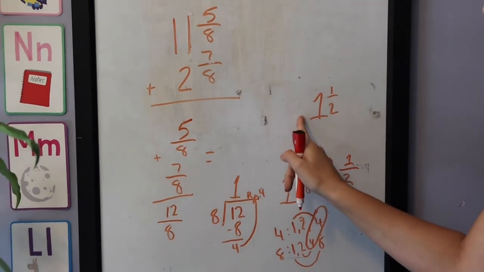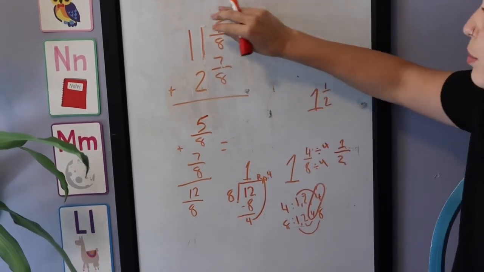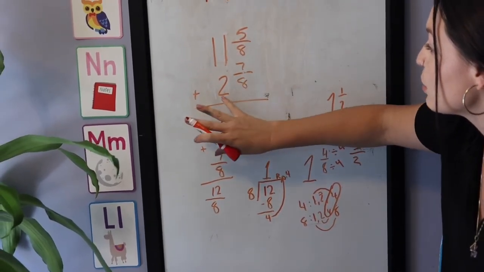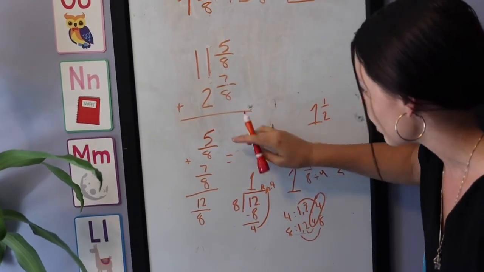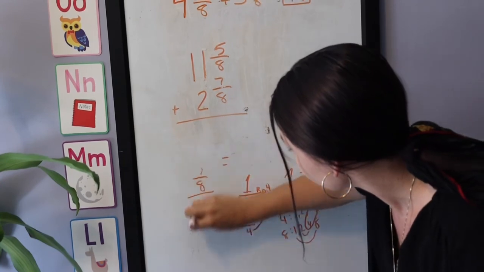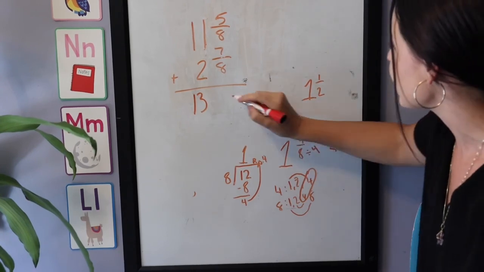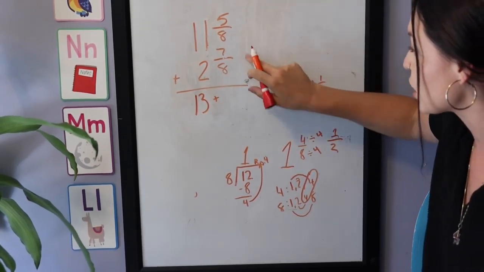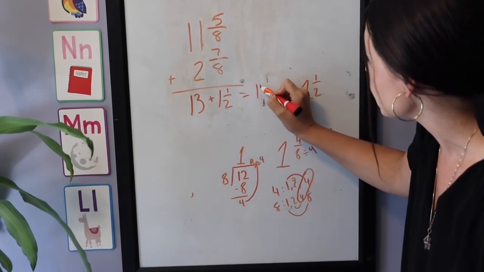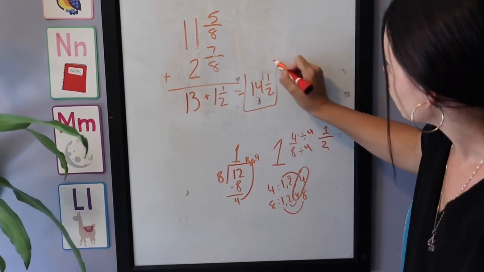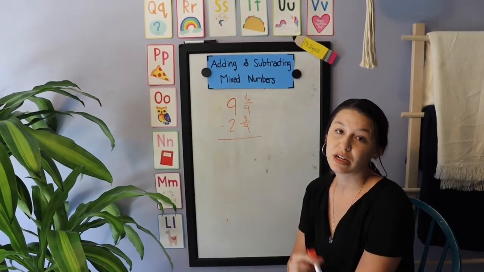But now we need to add it to our whole number, okay? So we're not just adding our fractions, we have to do the whole mixed number. So 11 5/8 plus 2 7/8. 11 plus 2 is 13. Oh, I'm running out of room. 13. And then we also have to add it to this mixed number that we got from our fractions. So 13 plus 1 1/2 equals 14 1/2. Completely simplified. Okay, so now that we've gone over addition, now we're going to do subtraction.